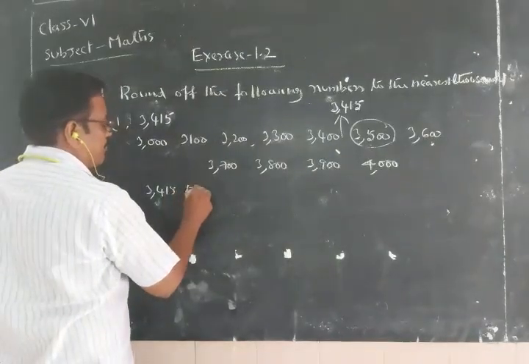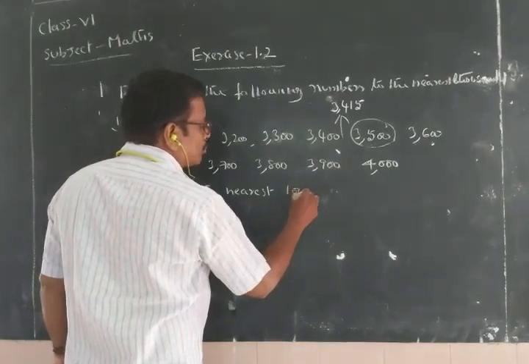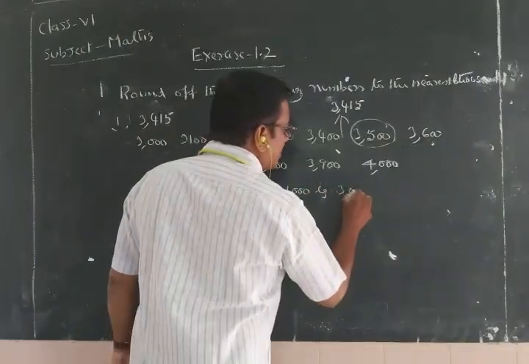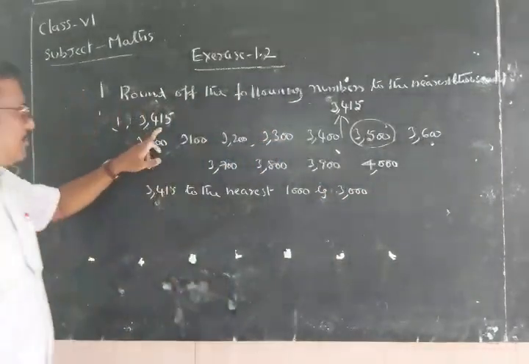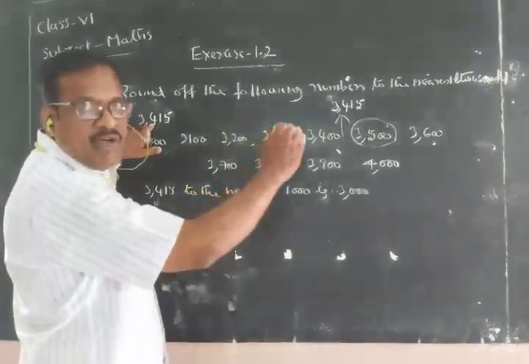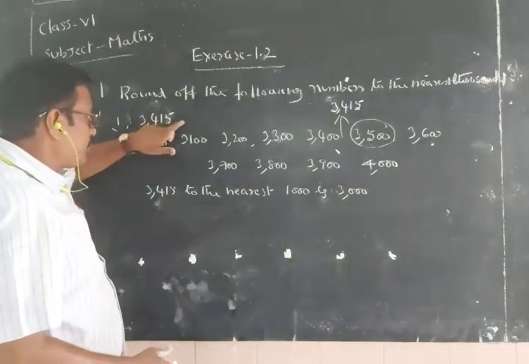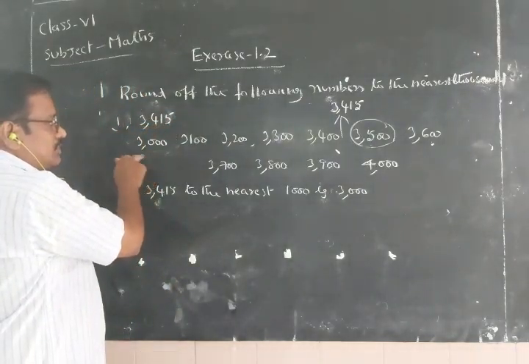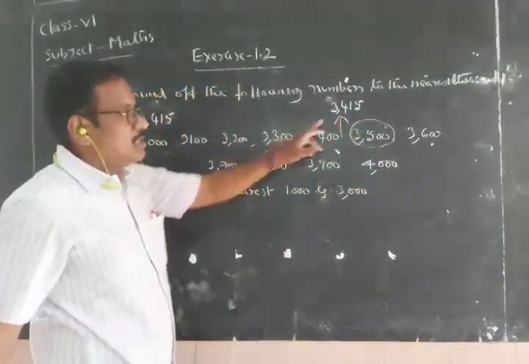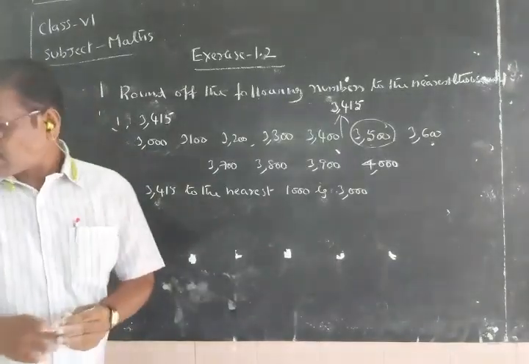3,415 to the nearest thousand is 3,000. Why? The number 415 is 500 below. Suppose it were 500 above, that would be 4,000. 500 below means it is 3,000. So 3,450 means it is below 3,500. The 3,415, so the nearest thousand is 3,000. The next sum.